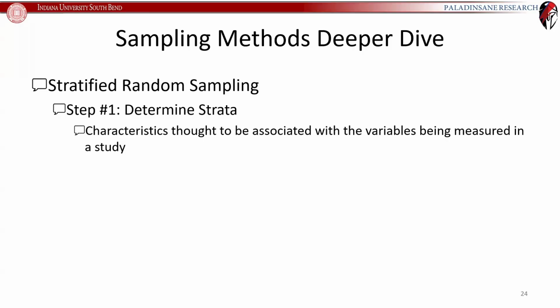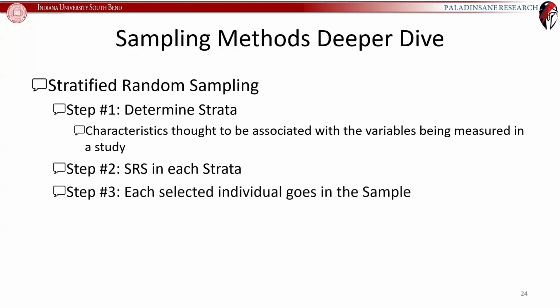I'm going to set this up. This will make more sense when we get to the example. So that was step 1. Step 2, you do a simple random sample in each strata. So you have your strata, and then you do a simple random sample in each of those. And then step 3, every selected individual from each strata goes into your sample. So on step 3, you just combine everybody into your final sample that you use for your experiment. So how would that work?